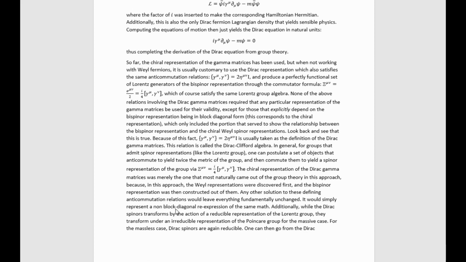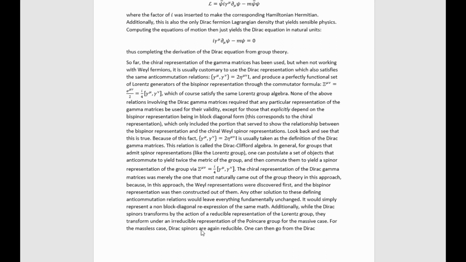In general, for groups that admit spinor representations like the Lorentz group, one can postulate a set of objects that anti-commute to yield twice the metric of the group, and then commute them to yield a spinor representation of the group via this formula. The chiral representation of the Dirac gamma matrices was merely the one that most naturally came out of the group theory in this approach, because in this approach the Weyl representation was discovered first, and the bispinor representation was then constructed out of them. Any other solution to these defining anti-commutation relations would leave everything fundamentally unchanged. It would simply represent a non-block diagonal re-expression of the same math.